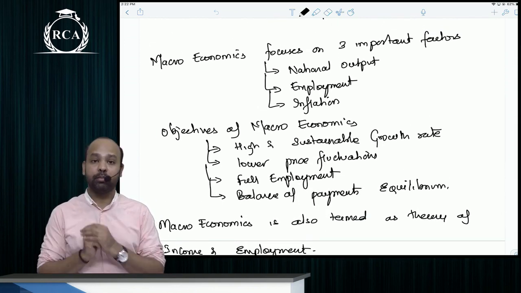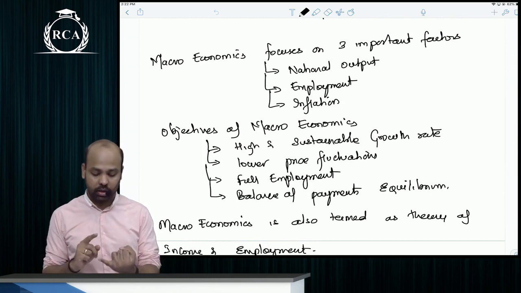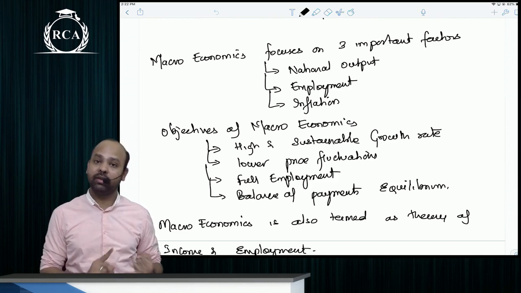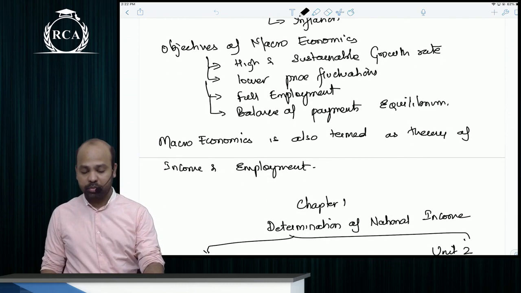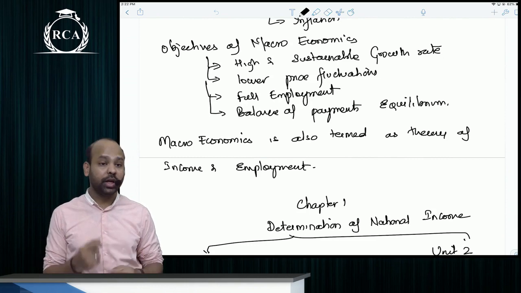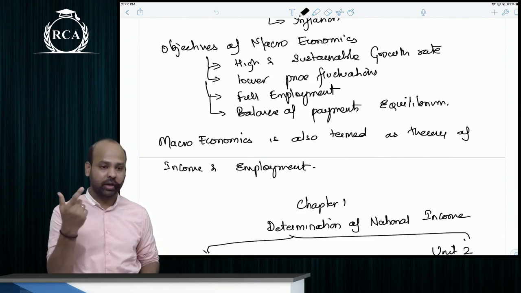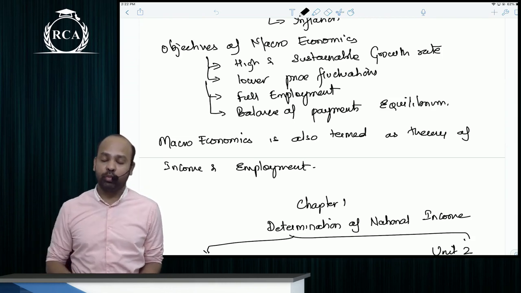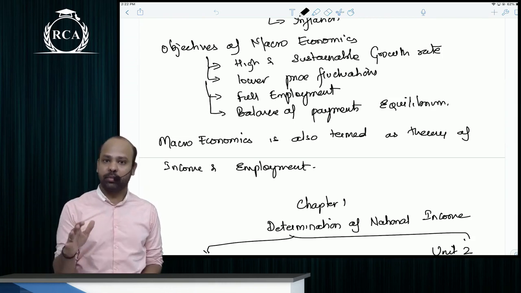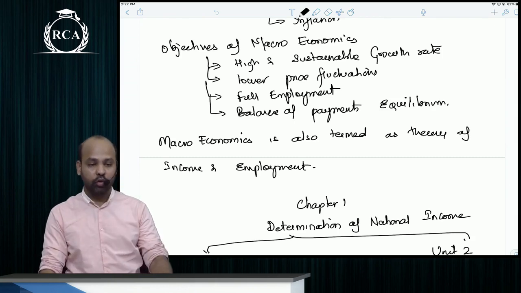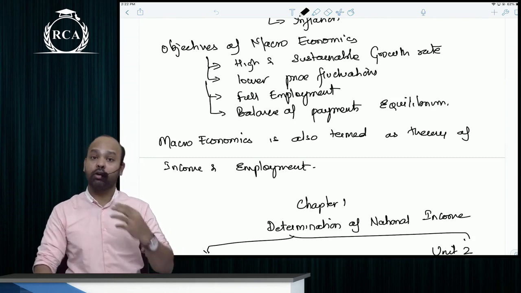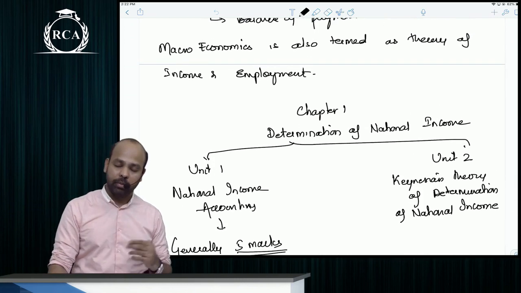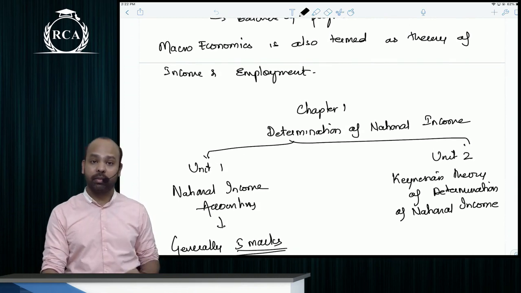Macroeconomics focuses on three important factors, that is unemployment, the national output, as well as the amount of inflation. The objective of macroeconomics is very clear, that you need a very high and a sustainable growth rate. I gave you a lot of examples on sustainability. I said it is very important that whatever you do is sustainable, you can sustain it over a longer period. You do not want a one-off thing. You will want lower price fluctuations in the economy, you would want the economy to be operating at full employment levels, balance of payments equilibrium. Macroeconomics is also called the theory of income and employment.